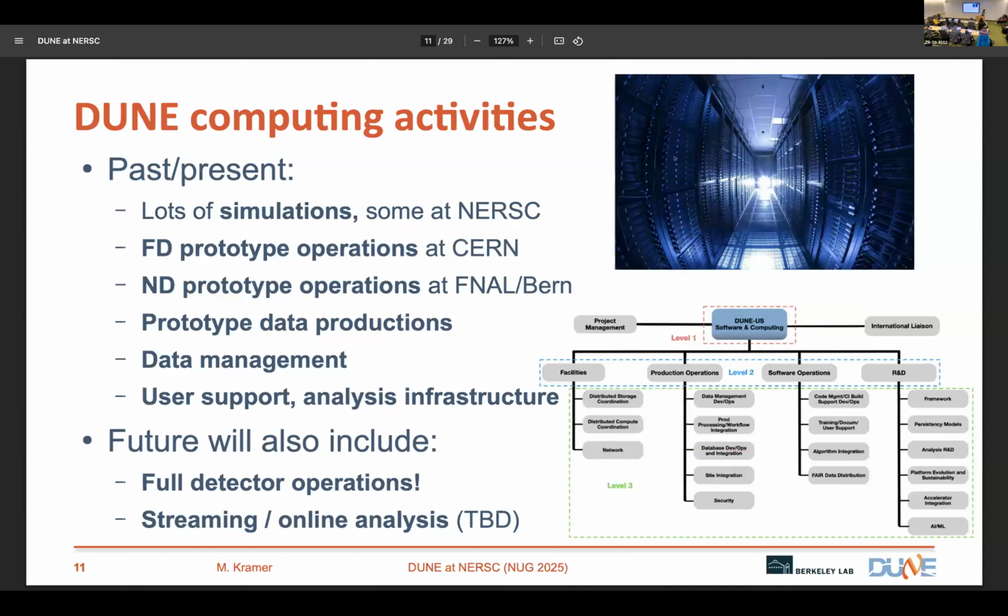Now I'll talk about NERSC. So anyway, in terms of DUNE computing in general, there's lots going on. We've done lots of simulations since we haven't had much in the way of real data. But we have had prototypes. We've had photodetector prototypes at CERN. We've had near detector prototypes at Fermilab, as well as in Switzerland. And with those, we have to run productions on that prototype data. We have to manage our simulations as well as our real data from the prototypes. And then we have to provide users with the infrastructure to analyze the data and support them when they encounter issues. Of course, we're expanding, and so in the future, we'll have real full-size detector operations.